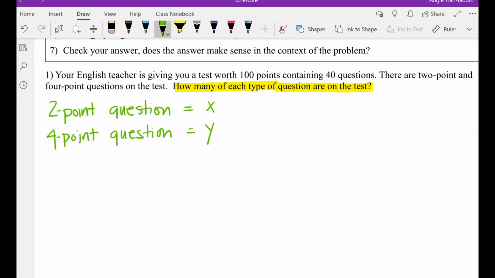Yeah, the whole test is worth 100 points, which is pretty normal. Now, the whole test has how many questions? 40. Let's focus on that first. The whole test has 40 questions. How would you write our first equation for that 40 questions? 40 equals 2x plus 4y. Well, remember, 2x is not points, 2 points, and then 4 is also 4 points.